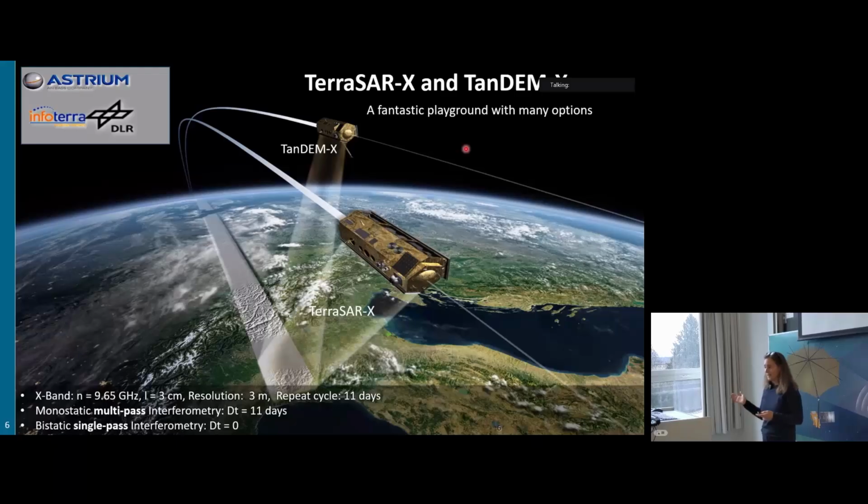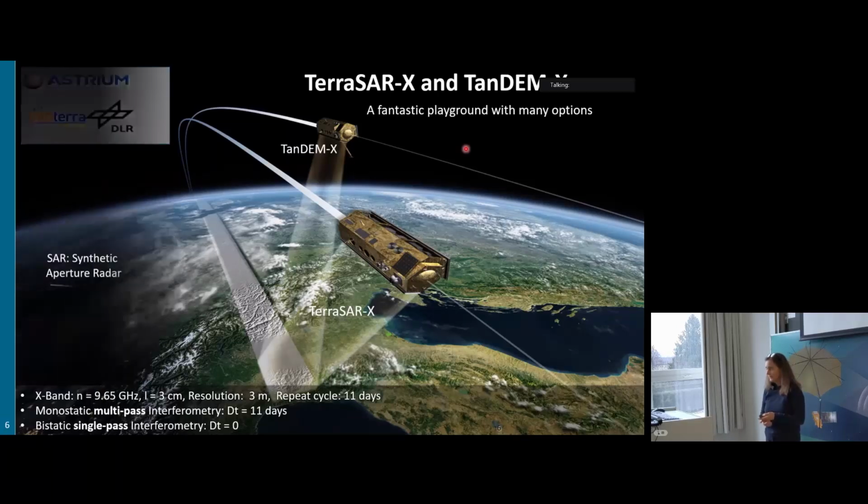Okay, it's X-band. We are here at around 10 gigahertz, which is interesting. We have higher spatial resolutions than with Sentinel or Biomass. So the wavelength is 3 centimeters, the resolution is around 3 meters, and we have a repeat pass time of 11 days. Okay, that's how it works.